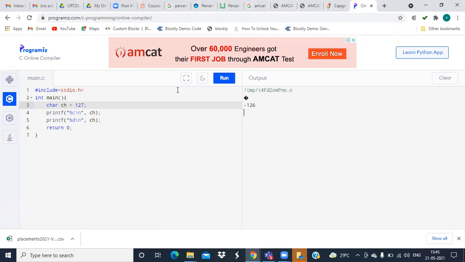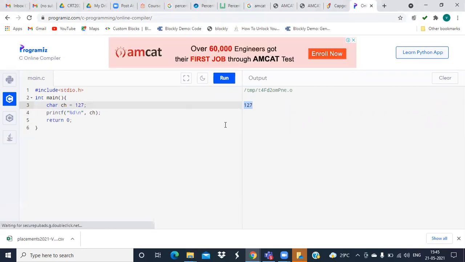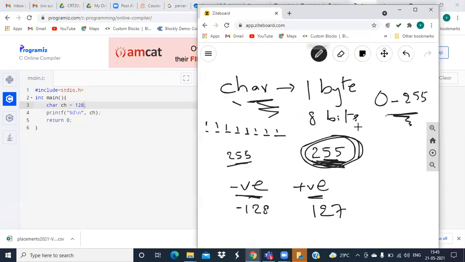So, in fact, your character data type can hold 127 as the positive maximum. Let me run this code. This is 127. Forget about the character equivalent for a while. 127 it can easily hold, but what happened to 128? It has to tell me that it cannot hold it, but it is not saying that, and instead it is giving me minus 128. Why is that?